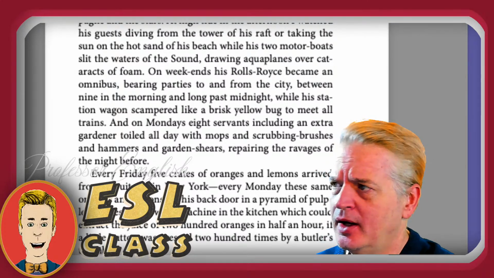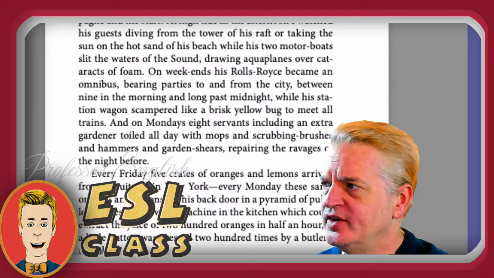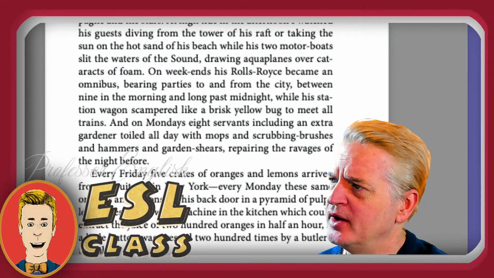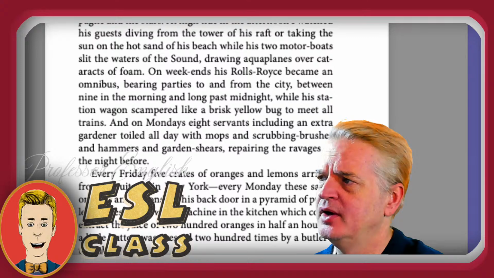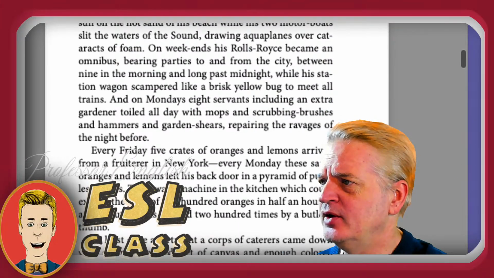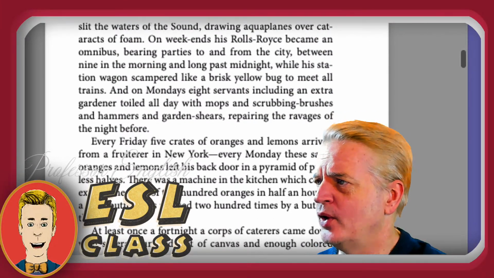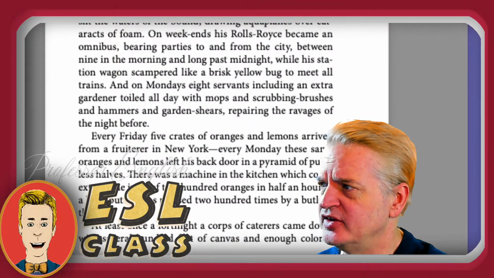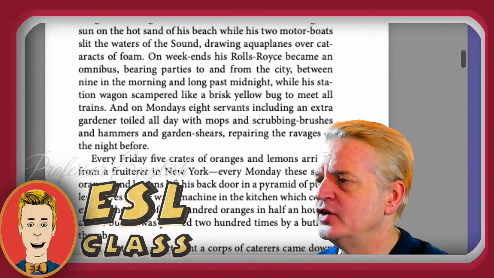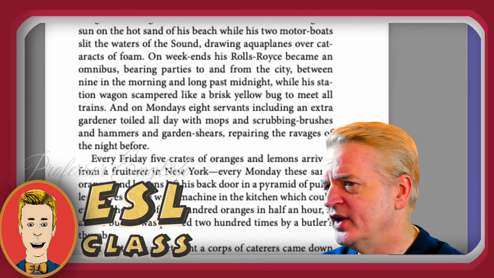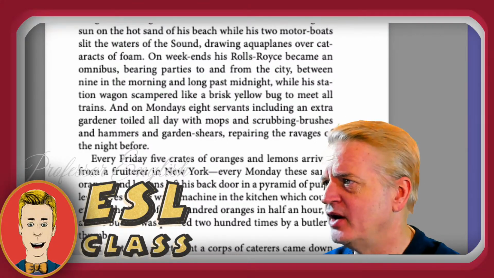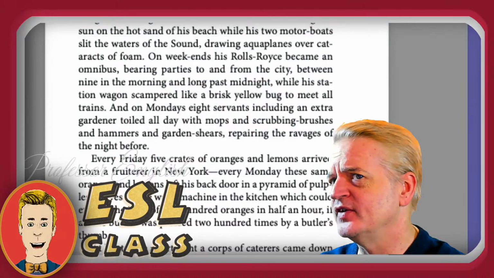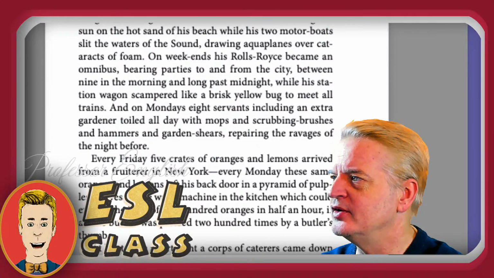Between 9 in the morning and long past midnight, while his station wagon scampered like a brisk yellow bug to meet all trains. And on Mondays, 8 servants, including an extra gardener, toiled all day with mops and scrubbing brushes and hammers and garden shears, repairing the ravages of the night before. Toil means to work very hard. So if his servants were toiling, they were working very hard. And it seems like they had many servants, they had these parties, and then in the morning the servants had to clean and repair any kind of damage that happened.